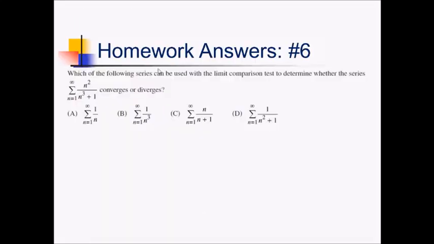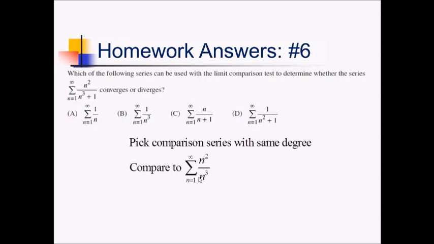On this problem, we're asked which of the following series can be used with limit comparison to determine if this series here converges or diverges. So in general, with limit comparison, you want to pick a comparison series that has the same degree as the original, so that it's easy to take the limit of the ratio of those two things. So a good series to use would be n squared over n cubed. Of course, that's none of the answer choices, but we can reduce this. So this reduces to 1 over n, the harmonic series, which is one of our answer choices, choice A.